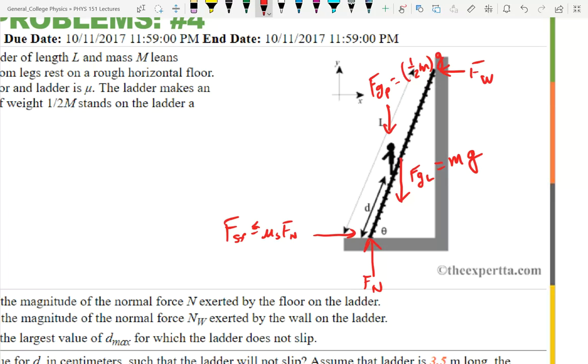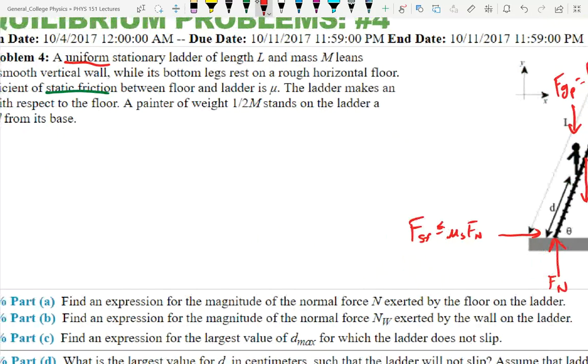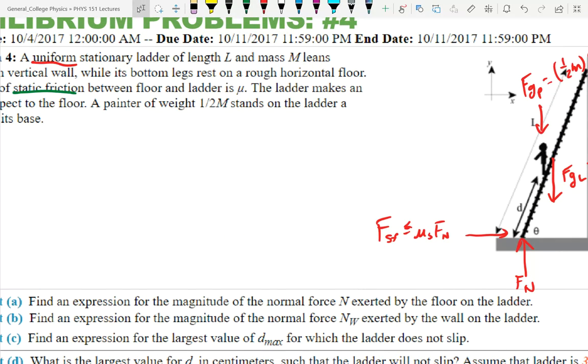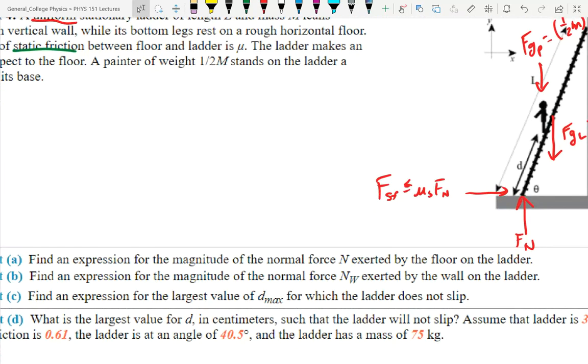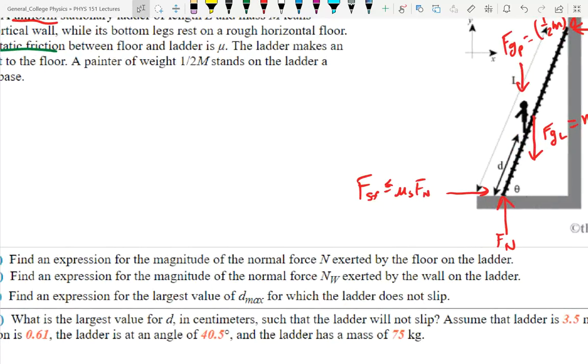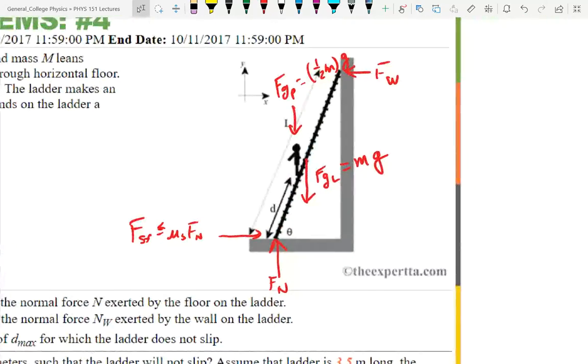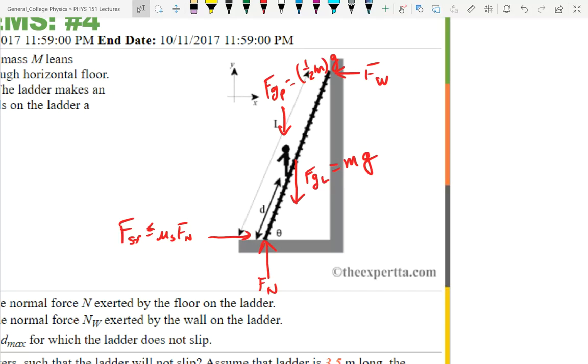Now I'm going to read the questions to go with this. Question number 1, find an expression for the magnitude of the normal force exerted by the floor on the ladder. Number 2, find an expression for the magnitude of the normal force exerted by the wall. 3, find an expression for the largest value of D for which the ladder does not slip. And then finally, put some numbers in. So we're finding a bunch of expressions. We're starting with finding the value of the force normal that I have marked Fn.